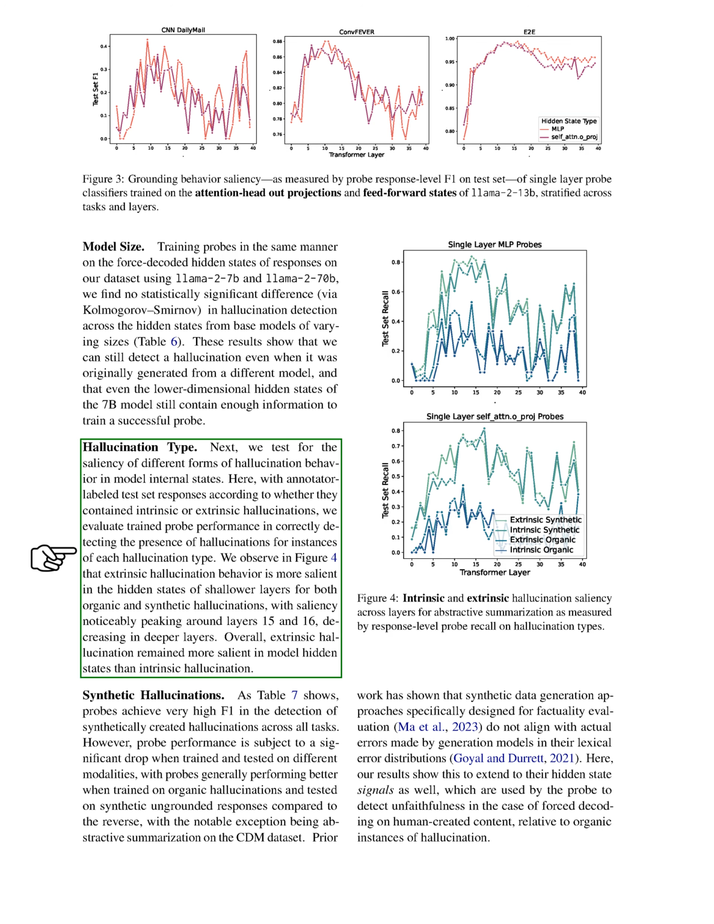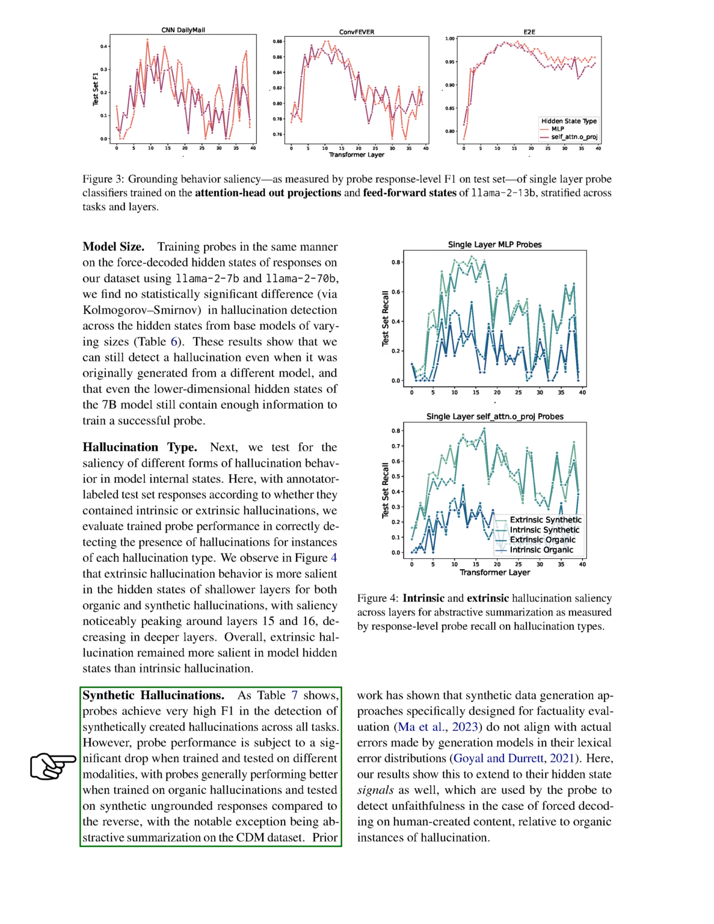Next, we examined the prominence of different types of hallucination behavior in the internal states of the model. We categorized test set responses into those containing intrinsic or extrinsic hallucinations and evaluated the performance of the trained probe in detecting the presence of hallucinations for each type. We found that extrinsic hallucination behavior is more noticeable in the hidden states of shallower layers for both organic and synthetic hallucinations, with the most noticeable peak around layers 15 and 16, and decreasing in deeper layers. Overall, extrinsic hallucination was more noticeable in model hidden states than intrinsic hallucination.